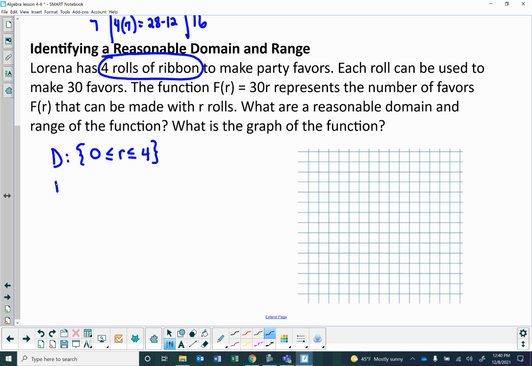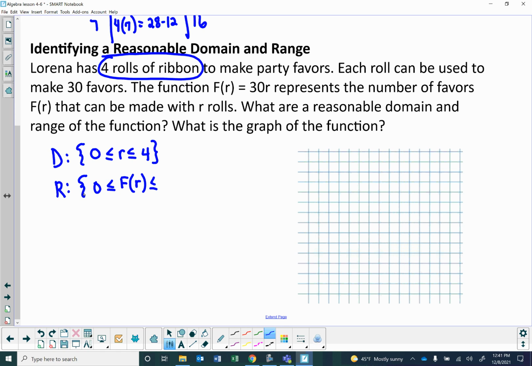Right? And my range is what am I going to get out? If I use 0 rolls of ribbon, I'm going to have 0 party favors, aren't I? So I know that 0 is less than or equal to f of r.